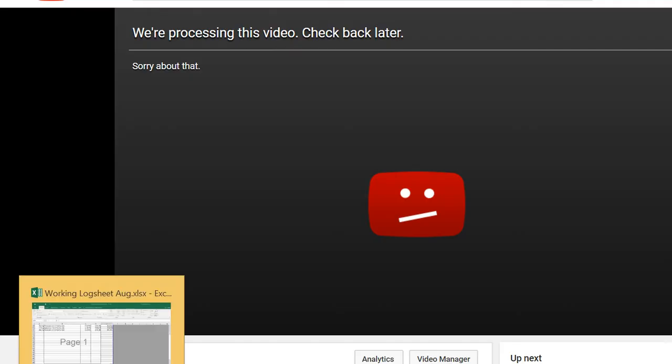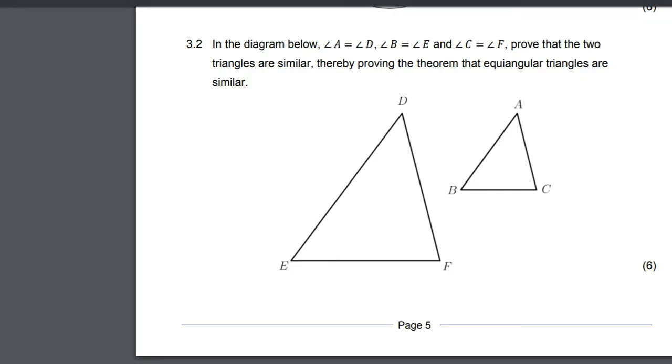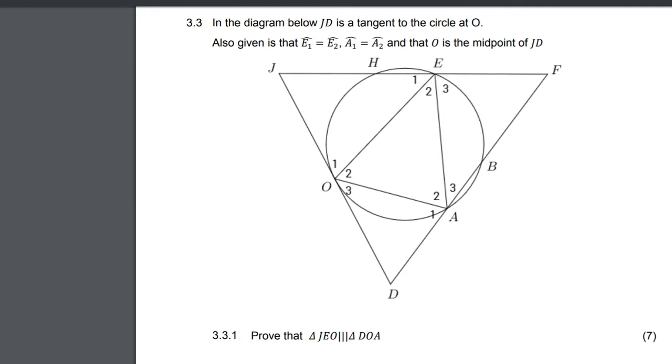In this question, we are told, in the diagram below, JD is a tangent to the circle O. Also that E1 is equal to E2, and A1 is equal to A2. So in other words, it's given that E1 is equal to E2 and A1 is equal to A2, and that O is the midpoint of JD.